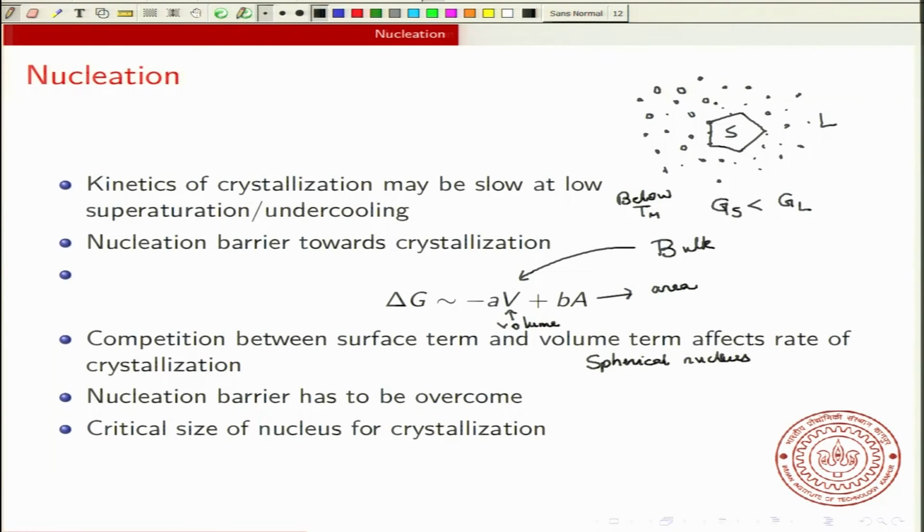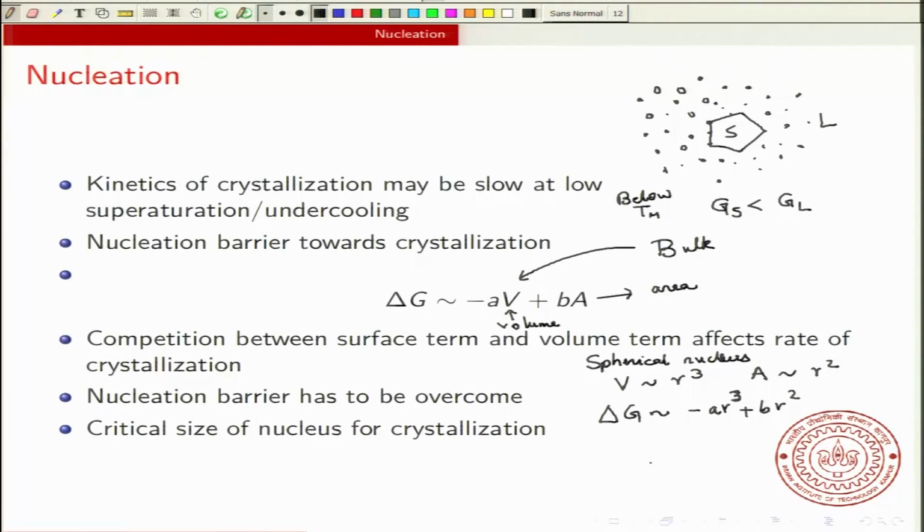So if you assume that it is spherical, then the volume goes as r cube. It is 4/3 pi r cube, so it is proportional to r cube. The area looks like 4 pi r square, so it is proportional to r square. So you have a free energy for crystallization that goes like minus a r cube plus b r square, some constant times r cube and some constant times r square.